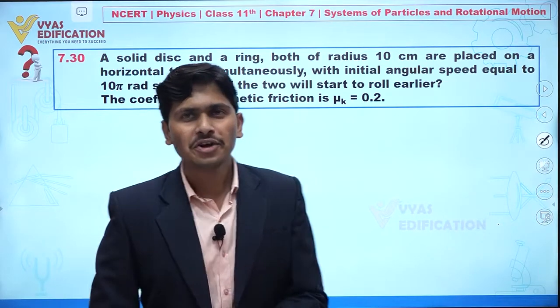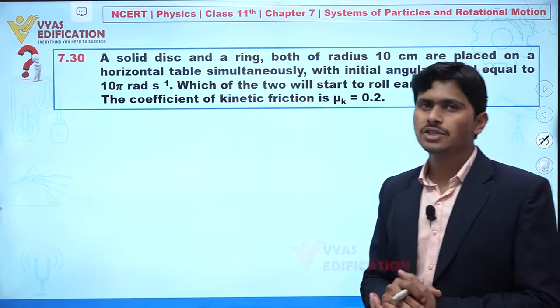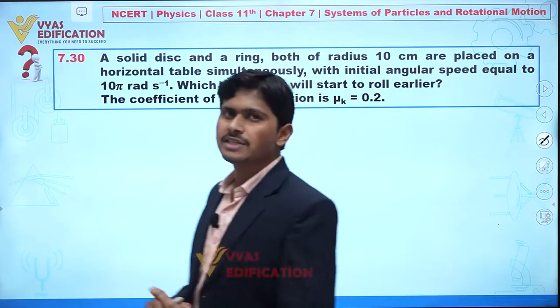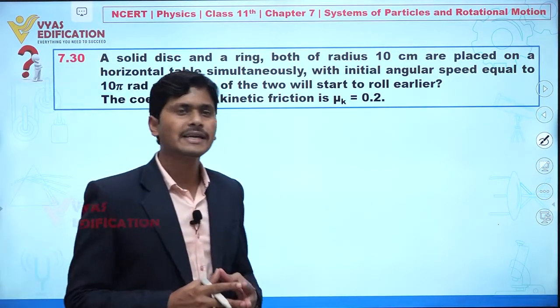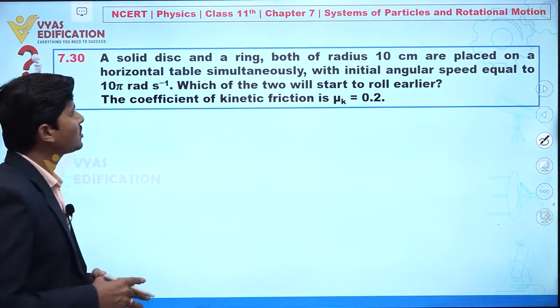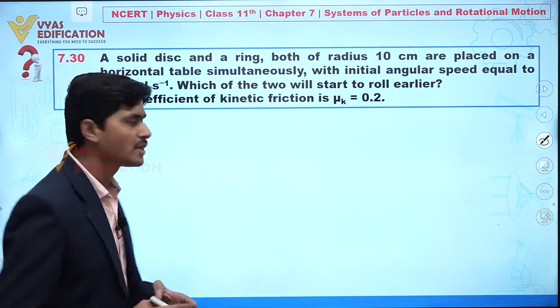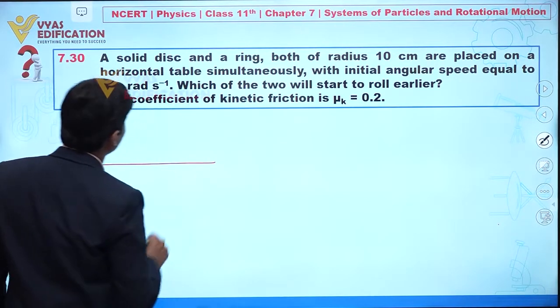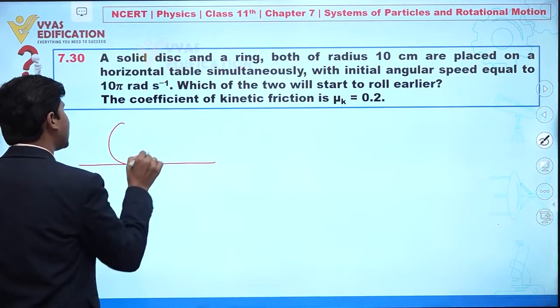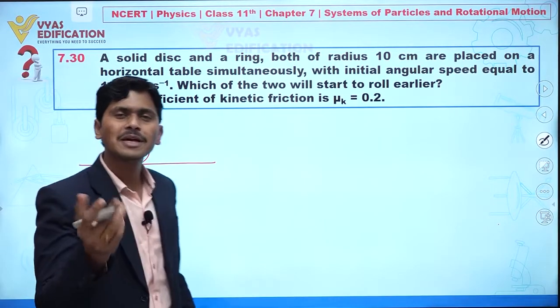Now dear student, we are going to discuss question number 7.30, and in this question it is given to you a solid disc and a ring, both having radius 10 centimeter, are placed on a horizontal table simultaneously. Clear? So now let's suppose I am saying this is an object. It may be a disc, it may be a ring.